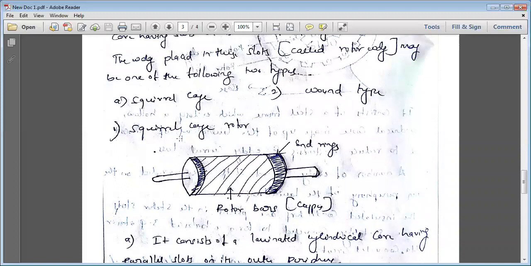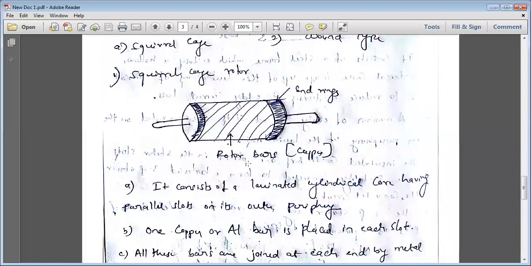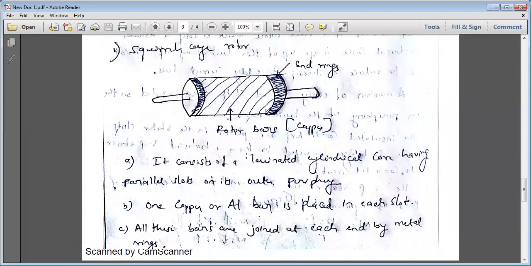That may be the squirrel cage type, that's why the name is squirrel cage induction motor. That may be the wound or slip ring type, that's why the name is slip ring induction motor. So how is the squirrel cage rotor constructed? In the squirrel cage rotor, we have two end rings. The shading lines indicate two end rings, on both sides of the rotor core.